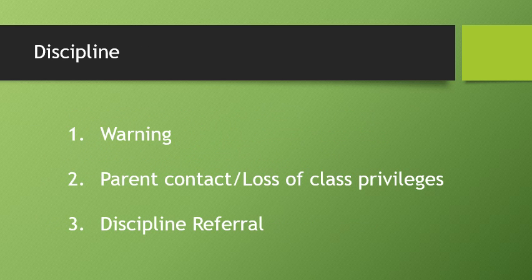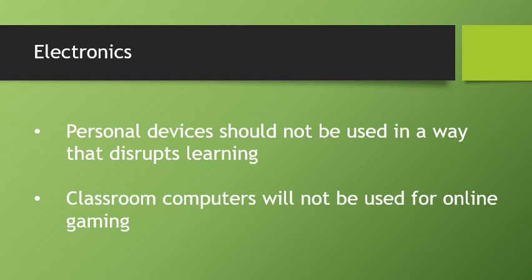Discipline in my classroom: if a student engages in activities that are inappropriate, they'll first get a warning. If they continue to engage in that activity, then I will contact their parents, and that could also result in a loss of class privileges tied to their actions and behavior. If they continue beyond that, then it will result in a disciplinary referral. Electronics: I don't tend to have too many problems with electronics. I do allow students to have their personal devices in the classroom as long as they're not used in a way that disrupts their learning or the learning of other students around them.